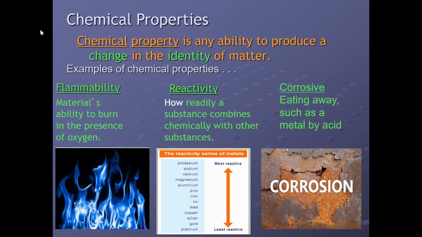And so some examples of chemical properties include flammability, right? So the material's ability to burn in the presence of oxygen. That is a chemical property.